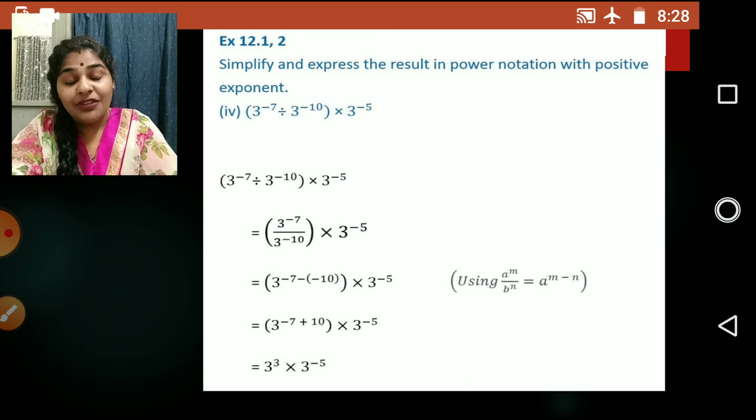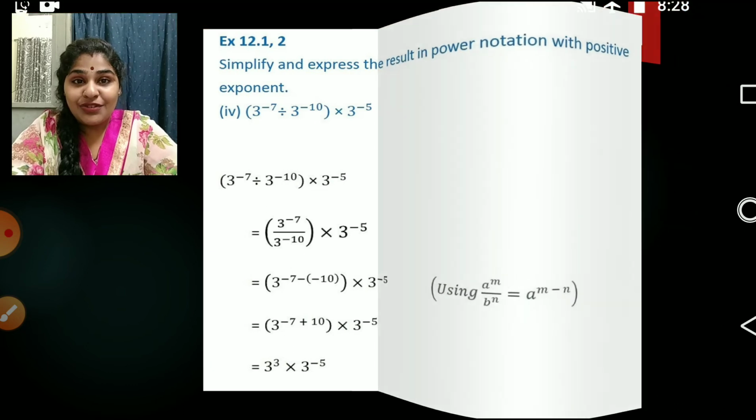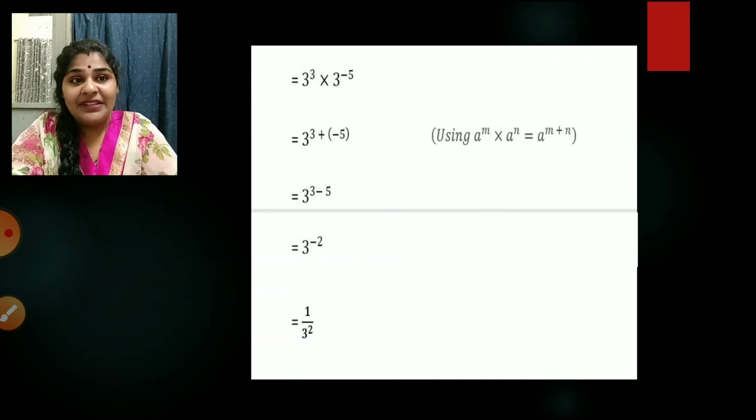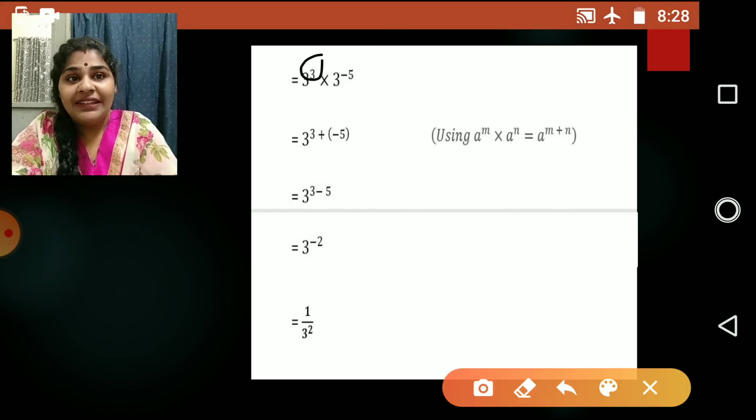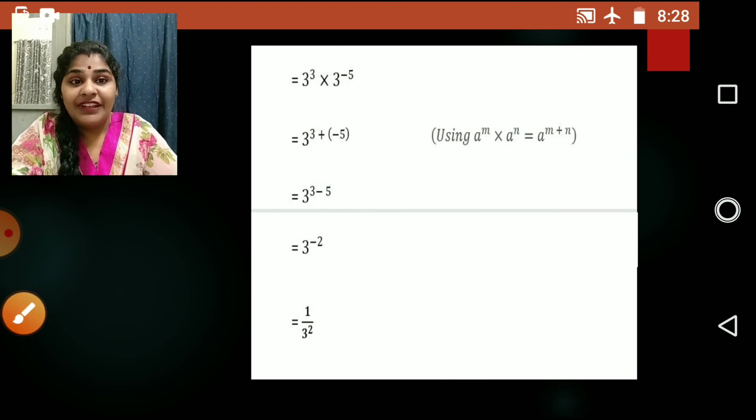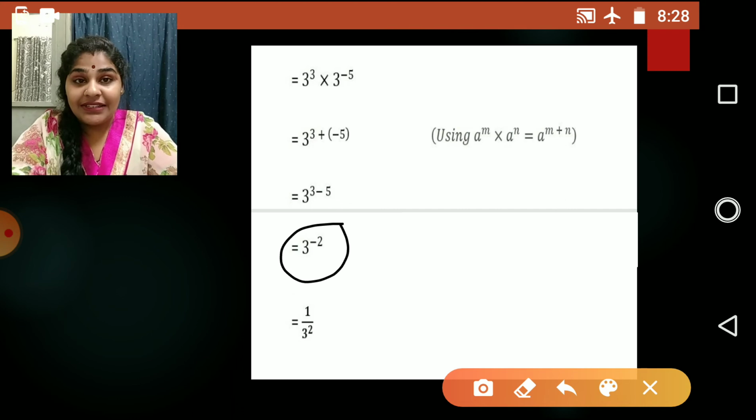Now here you can use the law a raised to m into a raised to n is equal to a raised to m plus n. So here m is 3 and n is negative 5. When we add them, that is 3 plus negative 5, we get negative 2. That is 3 to the power negative 2.